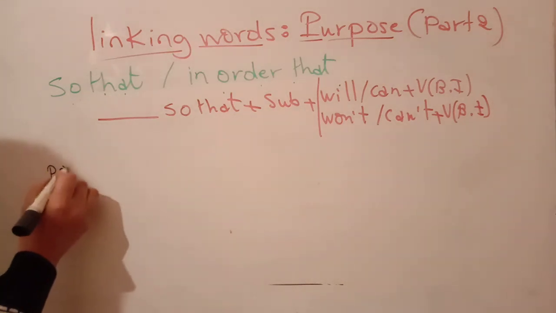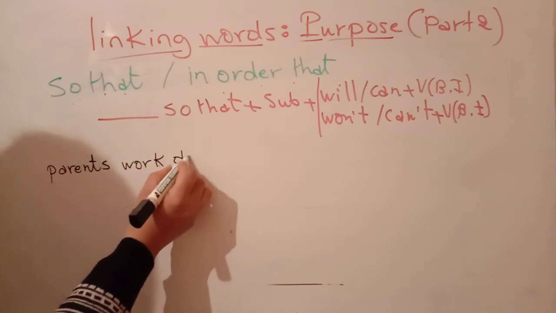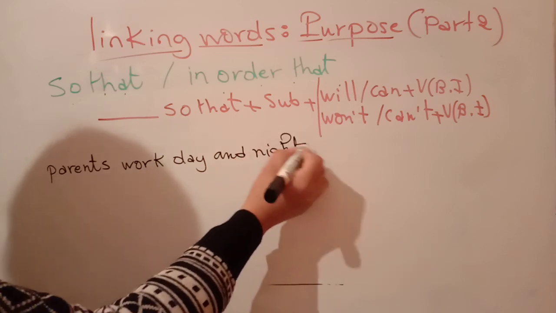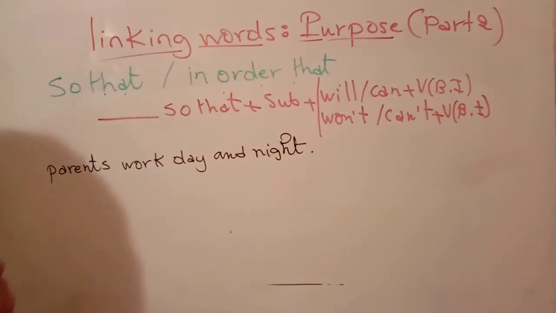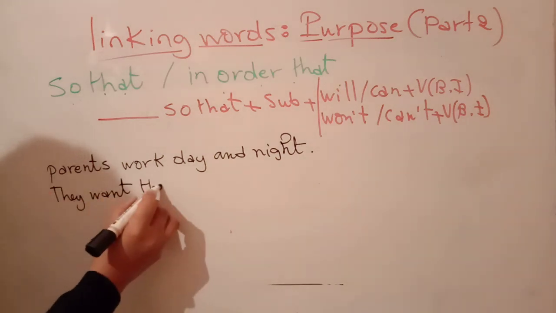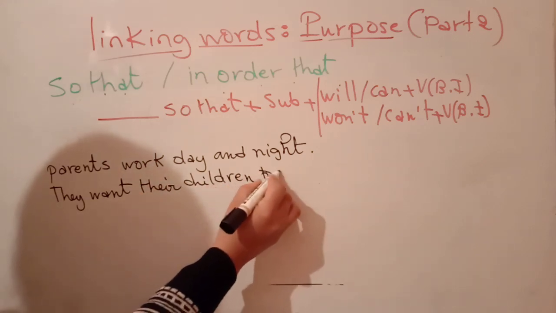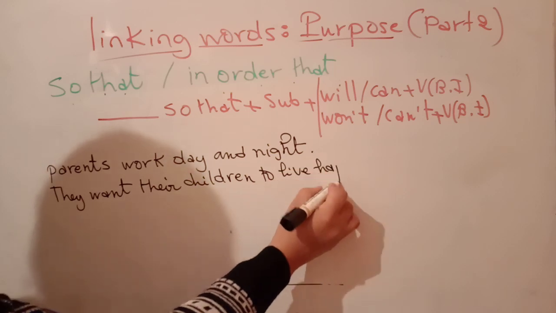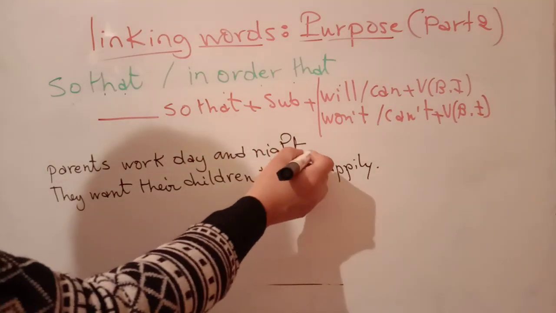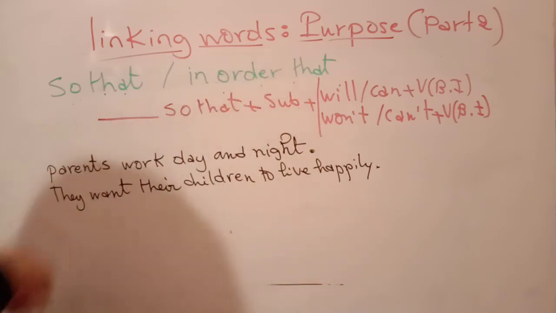Parents work day and night. What is the objective? What is the purpose? They want their children to live happily. Okay, so as you see here, we have two sentences that we need to join with either so that or in order that.